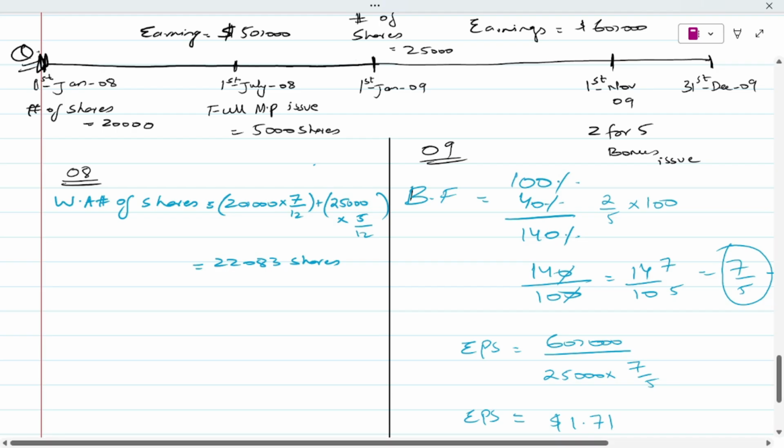Correct? Alright, so now after having my weighted average number of shares, I'm going to calculate my EPS. So my earning is 50,000. My weighted average number of shares that I just calculated is 22083. So that's going to give me an EPS of 50,000 divided by 22083. That is $2.26 worth of EPS. Okay.